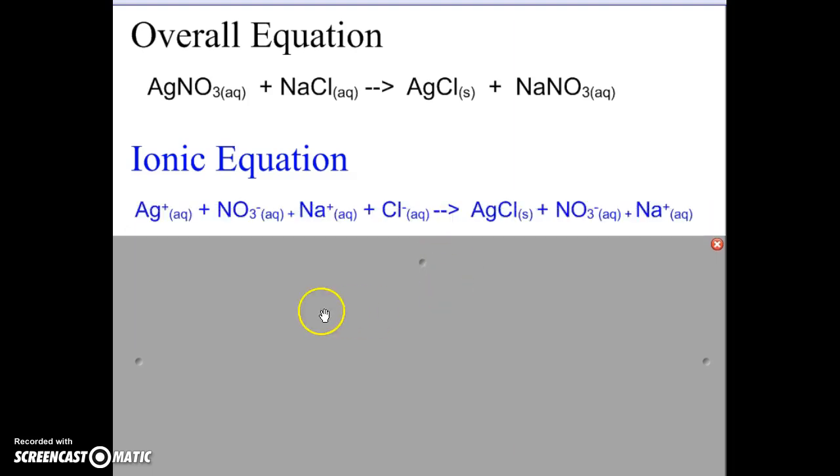How did you do? So I have silver ion. I remembered the positive charge, the nitrate ion, sodium, chloride ion. Each time I'm putting the proper charge on the ion using formula writing skills. Notice that I did not break apart silver chloride into ions. That is because silver chloride is a solid that formed, the precipitate that formed. This was from, I believe, one of the stations in your chemical reactions lab.